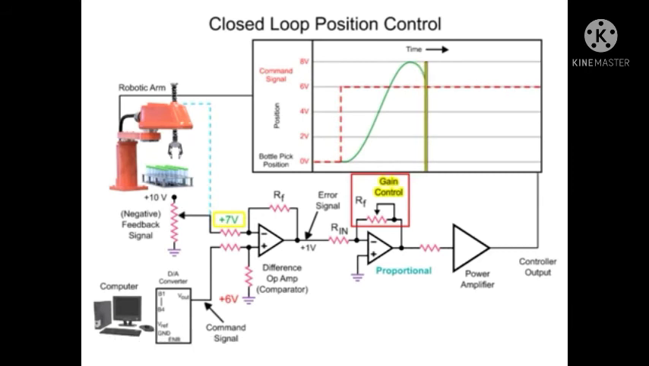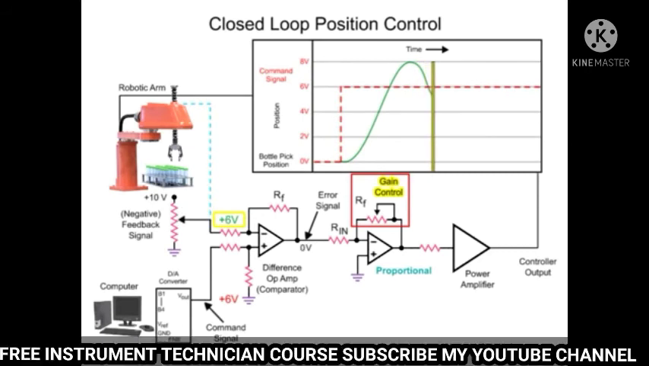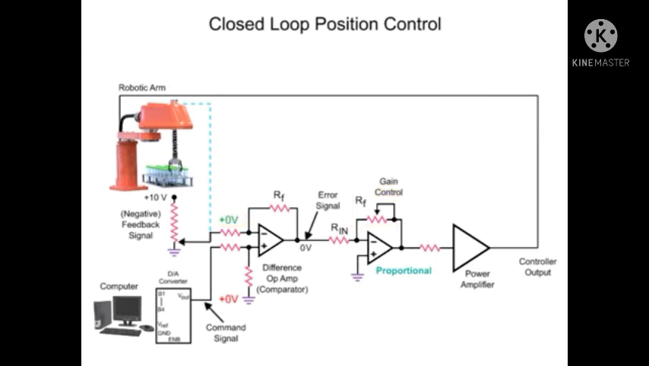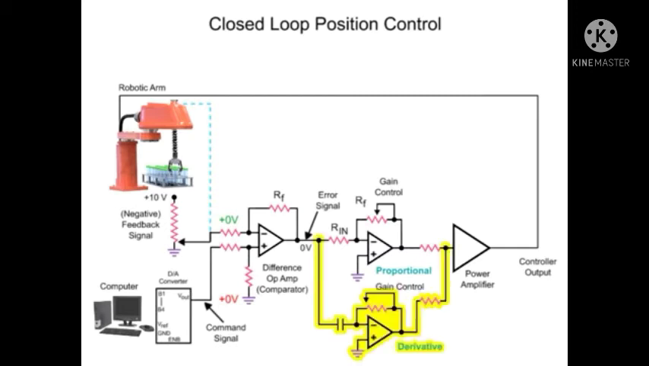Although with high gain, the overshoot is repeated again in the opposite direction. The overshoot of the target position repeats until the robotic arm motor stabilizes. To achieve a fast response time and minimize overshoot of the desired position, a derivative amplifier is added to the circuit.